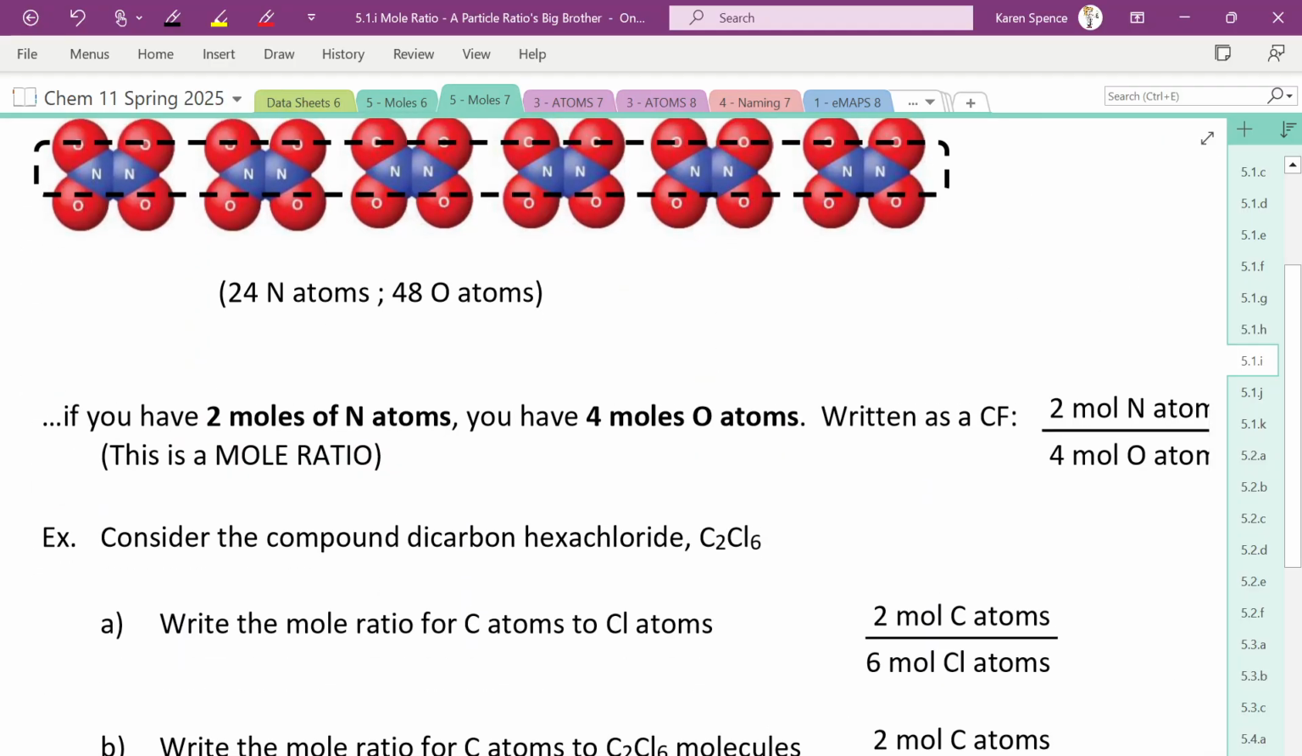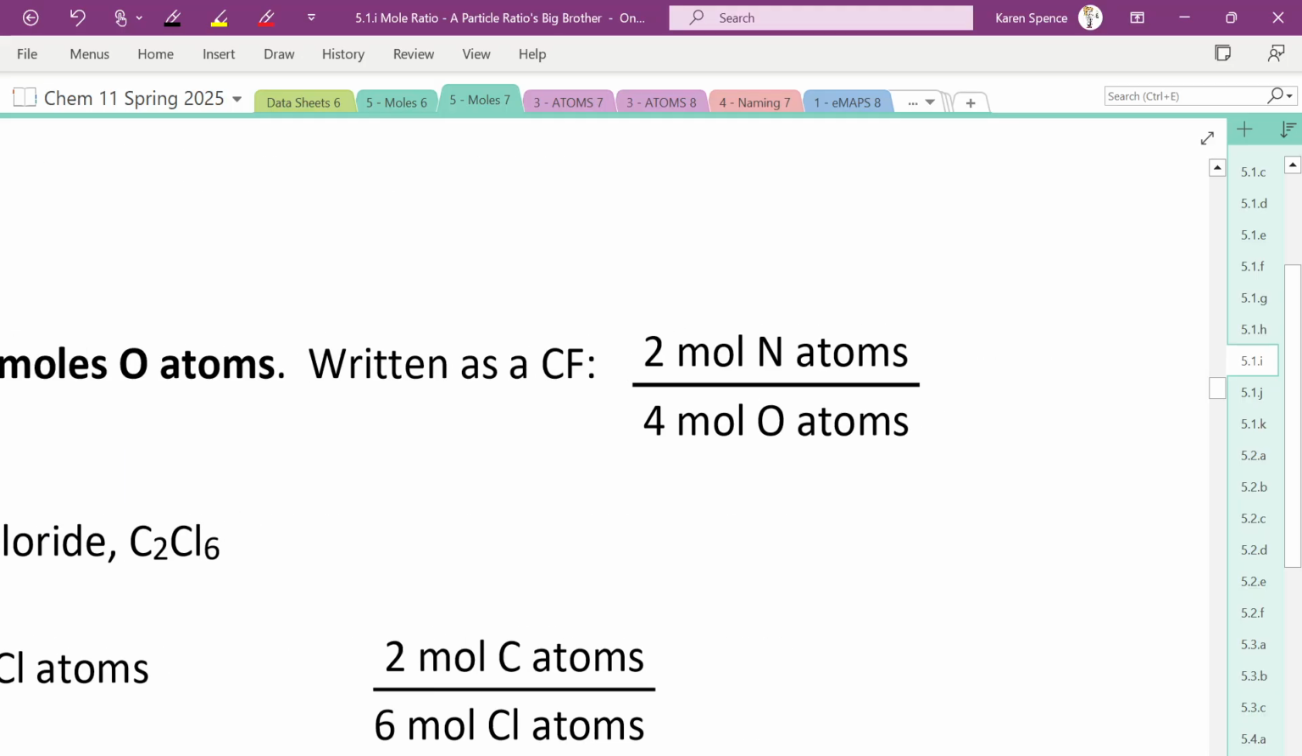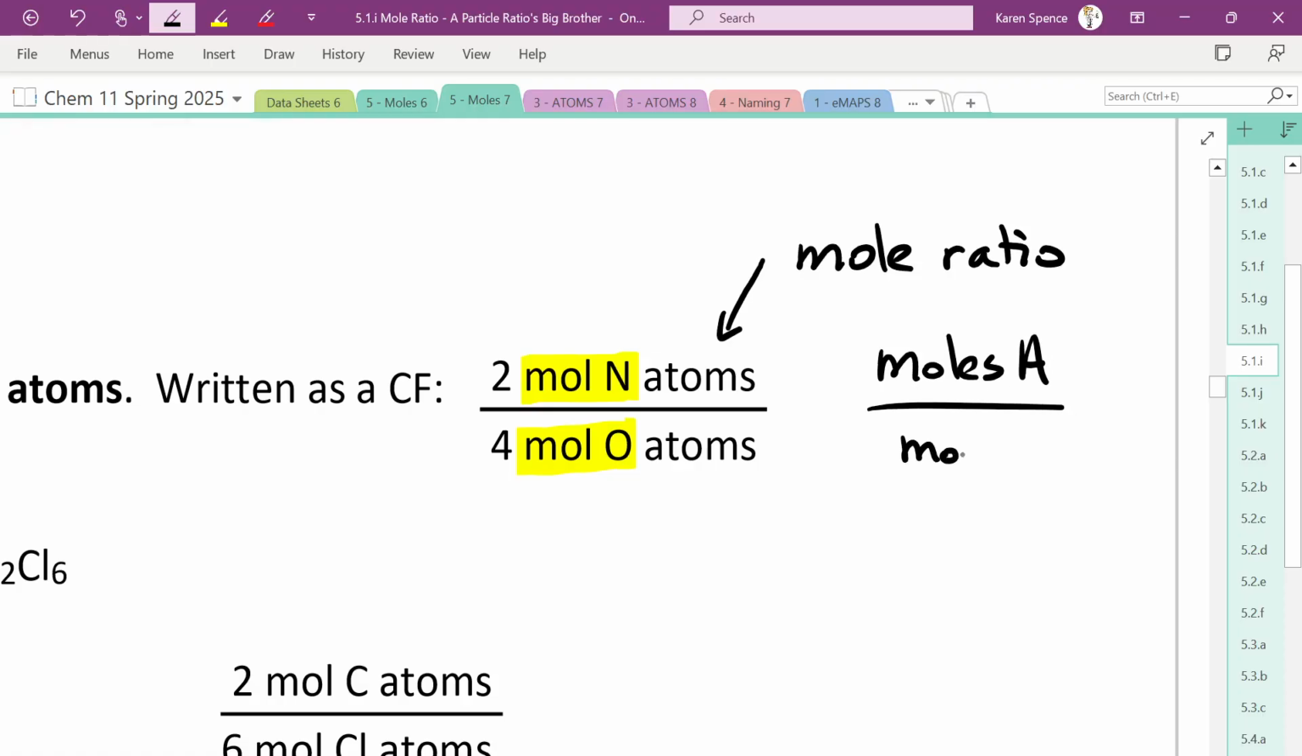So now what we have is this mole to mole ratio, and that is what we call, instead of the particle ratio, the mole ratio, because you have a relationship between the moles of A and the moles of B. Okay? Moles of A to moles of B. And it is the same numbers as the particle ratio.